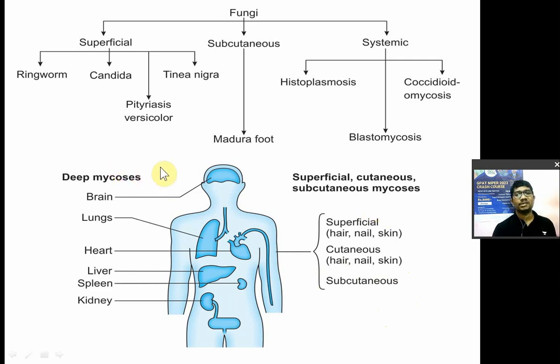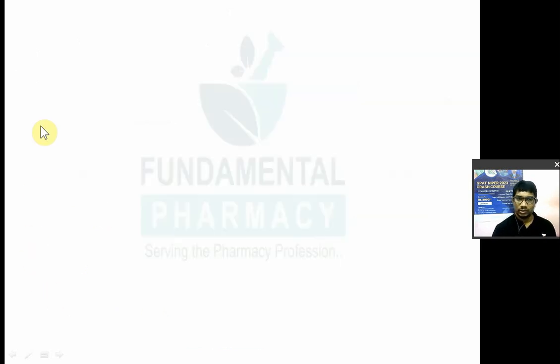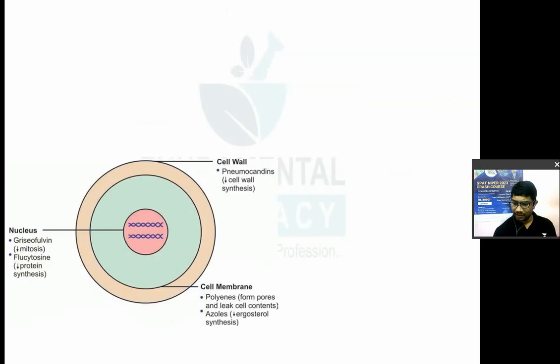अगर फंगल इन्फेक्शन आपके वाइटल ऑर्गन्स में है, if there is a fungal infection in the vital organs like brain, lungs, heart, liver, spleen, kidney, it is known as deep mycosis. So fungal infection in the brain is known as fungal meningitis. lungs में अगर है, heart में अगर है, liver में है, spleen में है, kidney में है, तो उसको बोलेंगे deep mycosis.